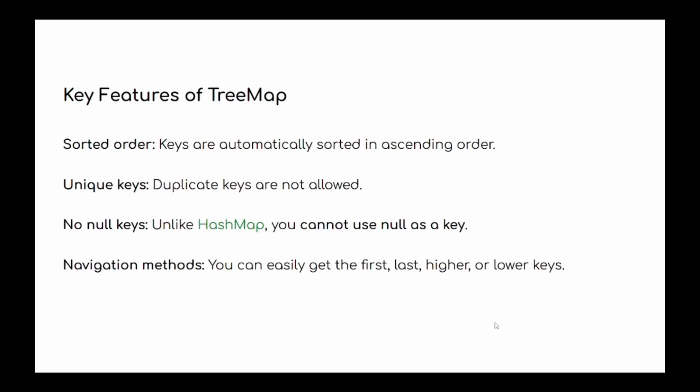If we discuss something more about the TreeMap, it contains a series of data where the keys are automatically sorted in ascending order, and duplicate keys are not allowed. Unlike in HashMap, null values for the keys are not allowed here. In the HashMap, only one null key is allowed. When it comes to navigation mechanisms, you can get the very first value of the tree and the last value of the tree, the higher value, lower value, etc.